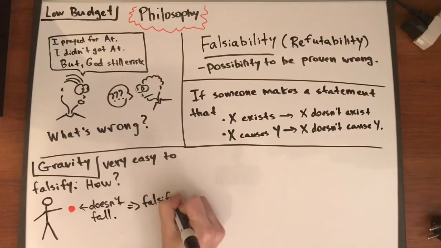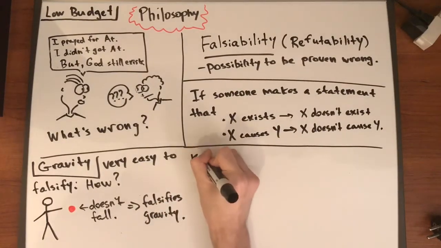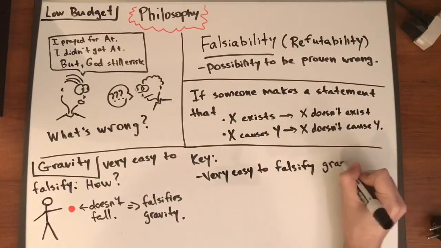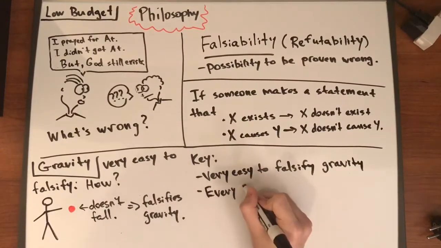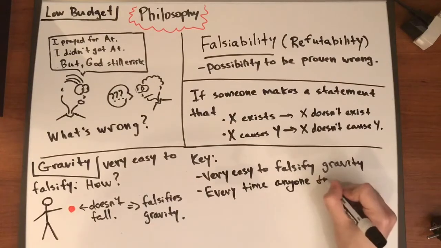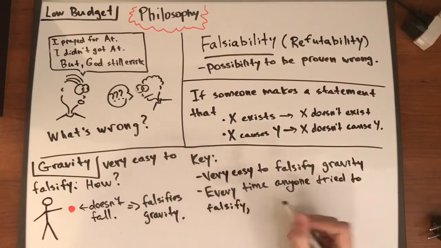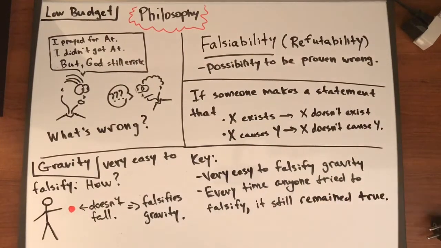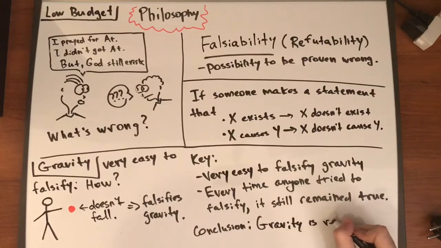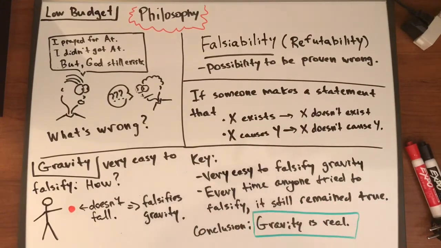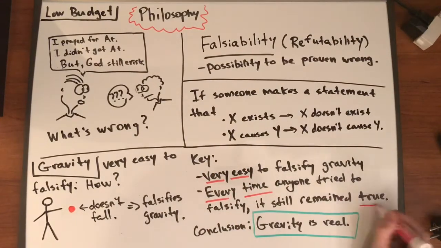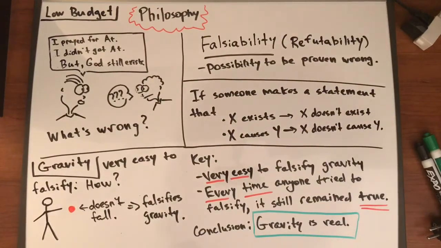So why exactly is gravity such an acceptable scientific theory? Well, there are two keys. First, it's very easy to falsify the statement gravity exists. And second of all, every time anyone tried to falsify it, the statement still remained true. So that's why scientists arrived at the conclusion that gravity is in fact real.